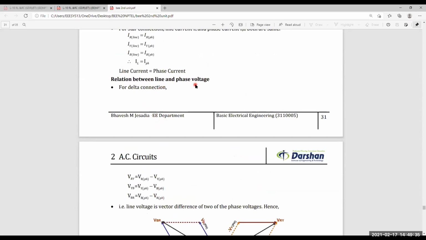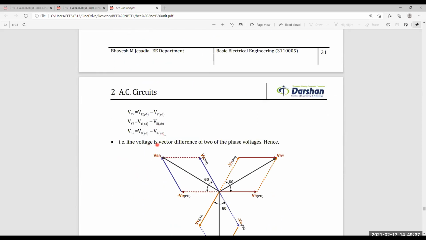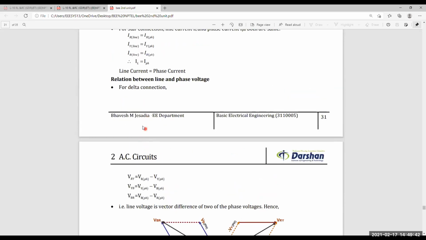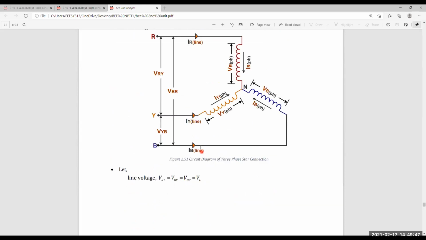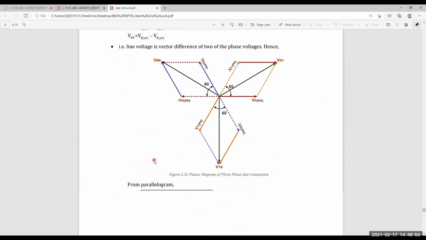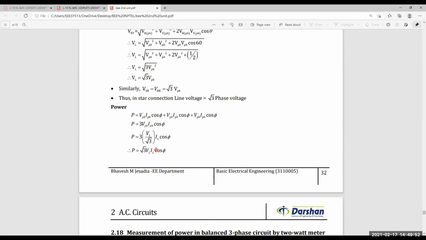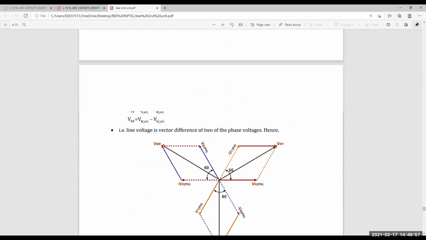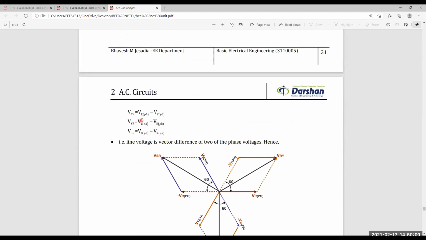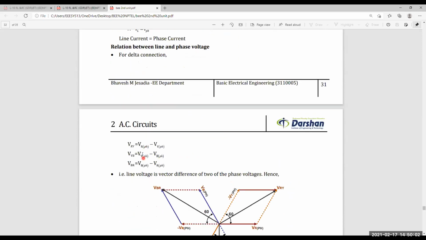Relation between line and phase voltages. So what is the voltage here? VRY. VRY is nothing but VR phase minus VY phase. RY is nothing but R phase minus Y phase.